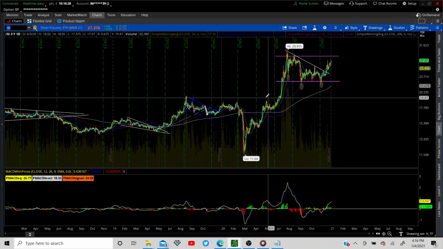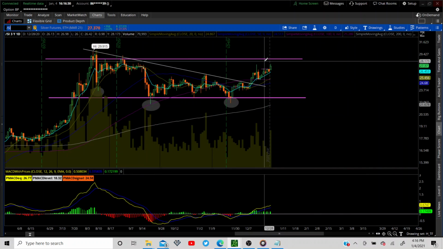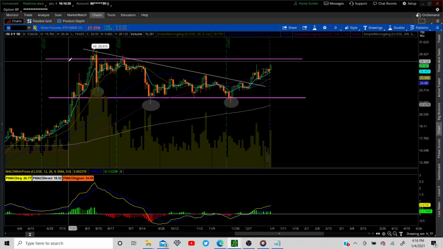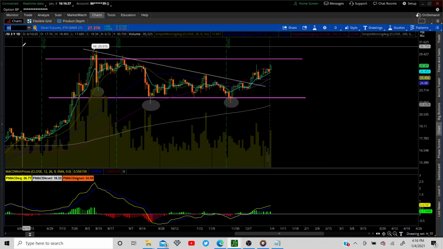Silver. Looking at silver futures. We are working our way up very fast right to this resistance here, and then I believe we will have some sort of pullback before maybe breaking to brand new highs.